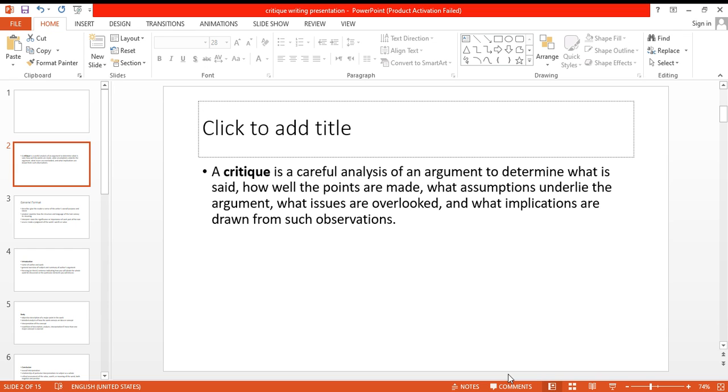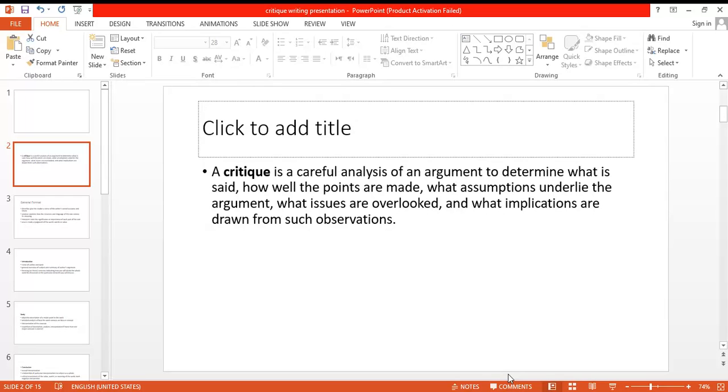Please keep in mind that a critique is an analytical piece which gives the views of a critical analyst about something which has been written. Now, what has been written can be a piece of fiction or non-fiction. But the important point to note about a critique is that it has certain elements.